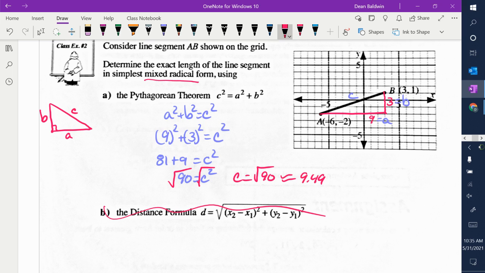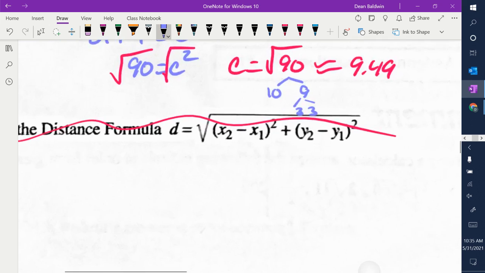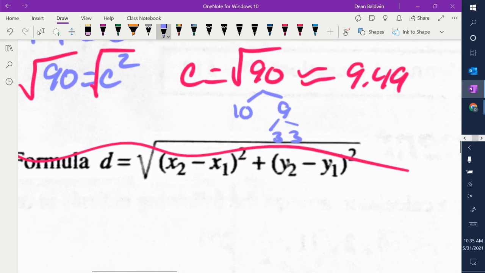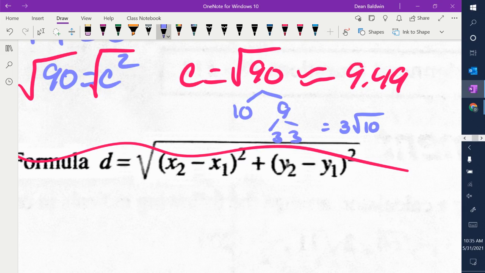Okay, so that means we have to simplify it. So what multiplies to 90? 10 and 9. And 9 is 3 and 3. So I can pull out a 3. So I get 3 root 10. This is the exact value.